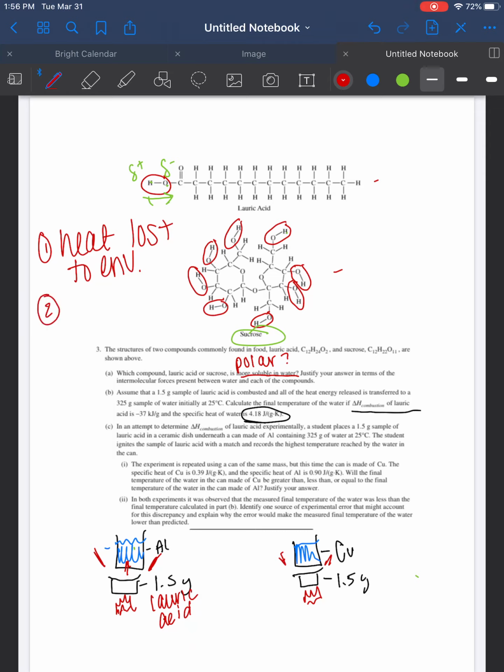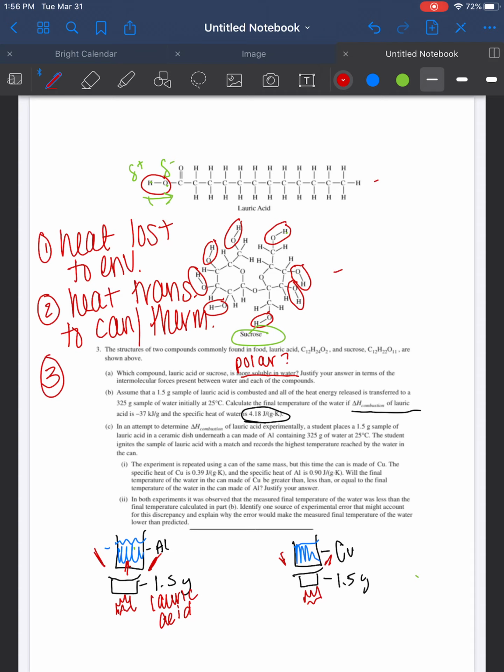Part 2. Another possible source of error could be that some heat, instead of being transferred 100% to the water, since we're using aluminum and copper cans, was transferred to the can, or even to whatever thermometer you're using to measure the temperature. So heat was transferred to the can or thermometer. That could be another source.